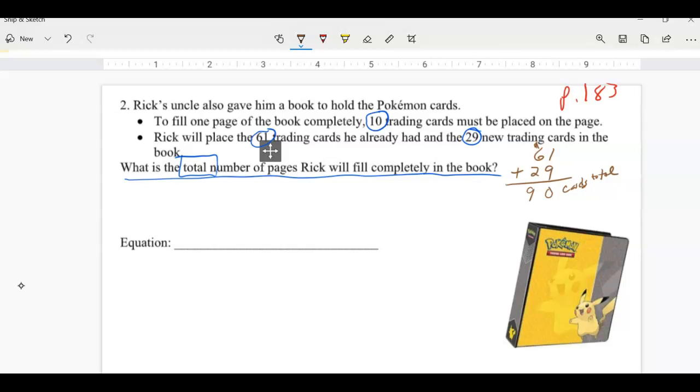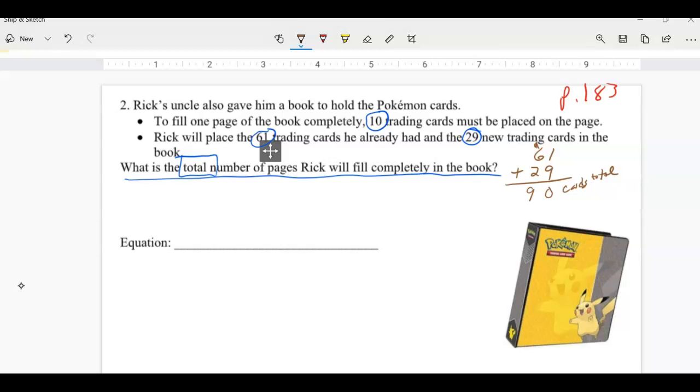All right, and we also know that he needs to put 10 per page, 10 on each page, okay? So how many total pages will he need? So you know you've got 90 cards, but you can only get 10 on each page, and you want to fill every page up.